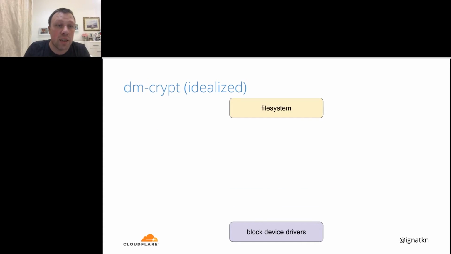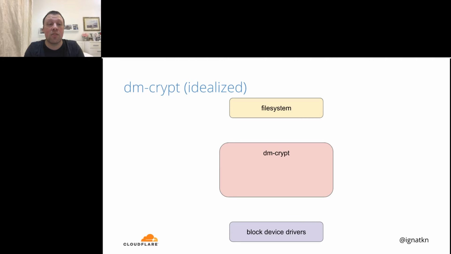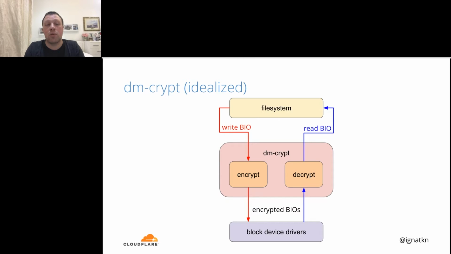So let's zoom into dm-crypt and see how it works from a 1000 feet view. Again, we'll skip the application part here. We have the file systems which send block I/O requests to block device drivers. So dm-crypt inserts itself in between, and it basically encrypts every write before sending it to the block device driver and decrypts every read before passing it back to the file system.